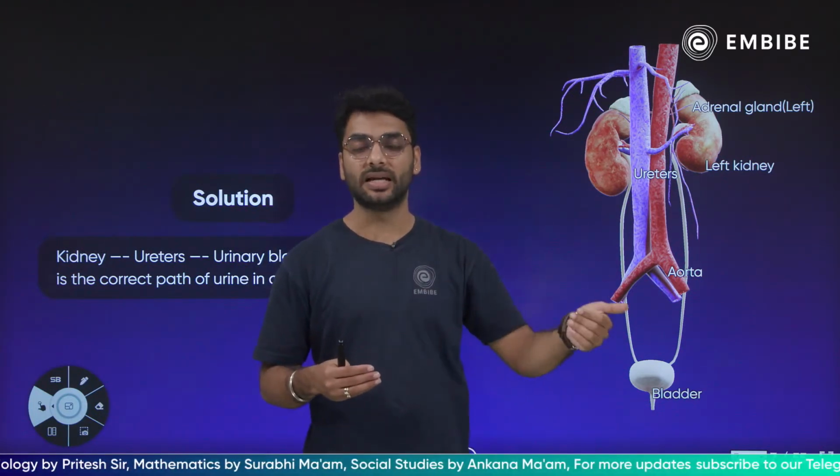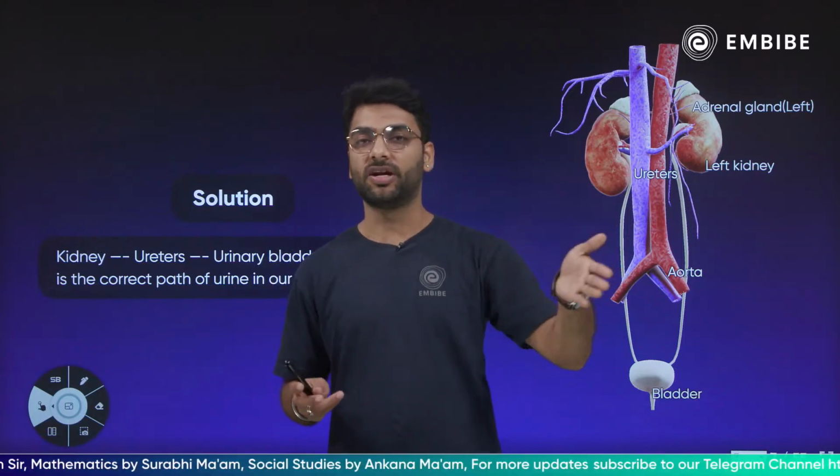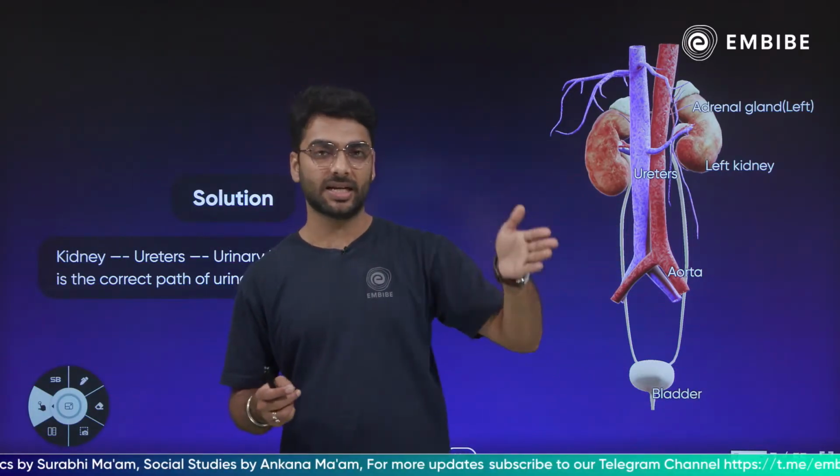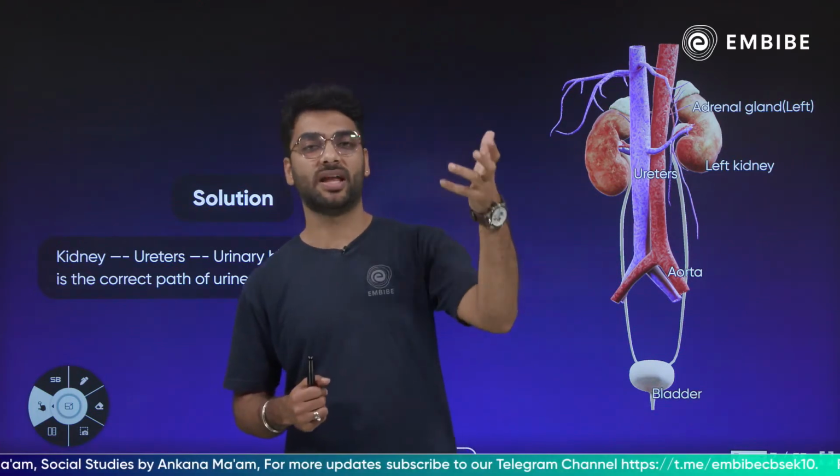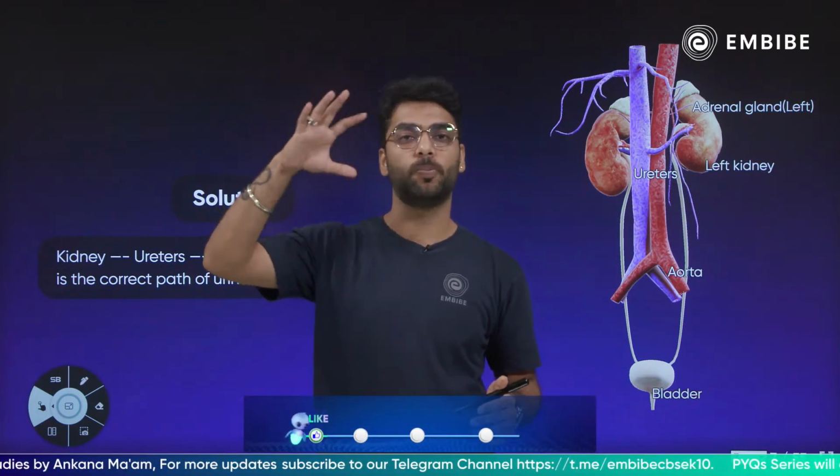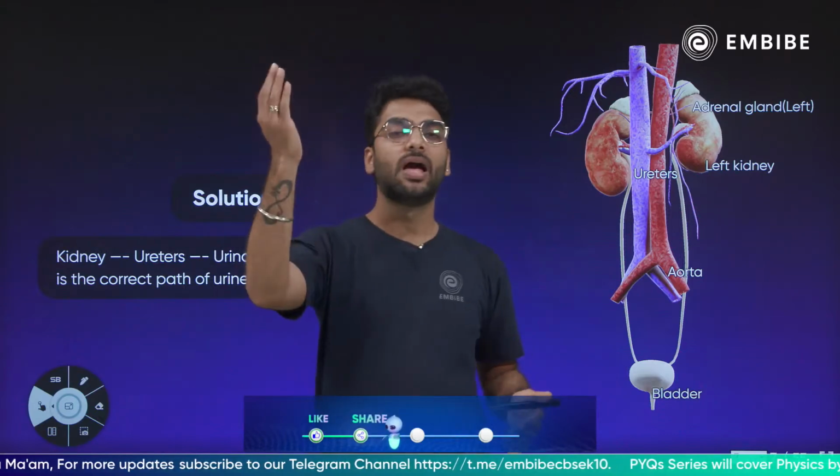Urine is formed in the kidney by the processes of ultrafiltration, selective reabsorption, etc. The urine is formed in the nephrons. In the nephrons you have Bowman's capsule, PCT, loop of Henle, DCT, collecting duct.